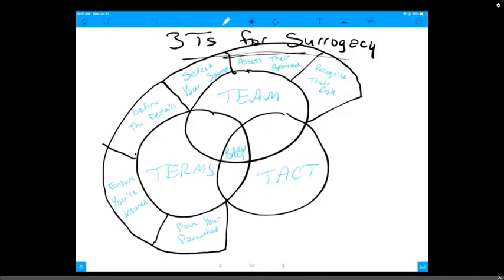So we talked about team a couple days ago, and I said you have to select your squad. You got to assess their approach, and you need to recognize their role. Well, nothing's changed there. We talked about the terms yesterday. And in terms, I said you have to define the details of everything that's going into the agreement for the surrogacy process.